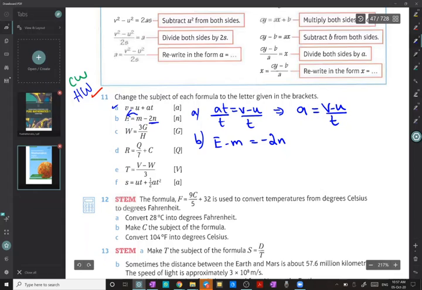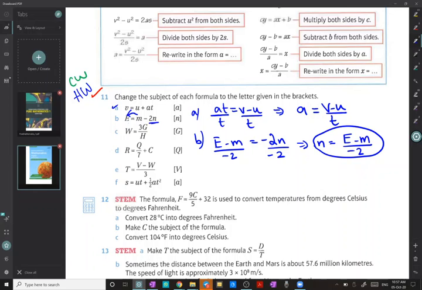Now I need to get rid of the minus 2 because I need n alone to be the subject. I divide both sides by minus 2, and the answer is n equals E minus m over minus 2. You can keep it like this, and this is right, but I prefer to have the denominator positive. When I can change it, I change it. Therefore, I take the minus up here, so it's going to be n equals minus E plus m over 2.